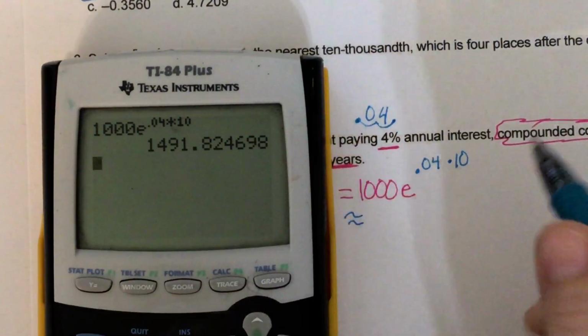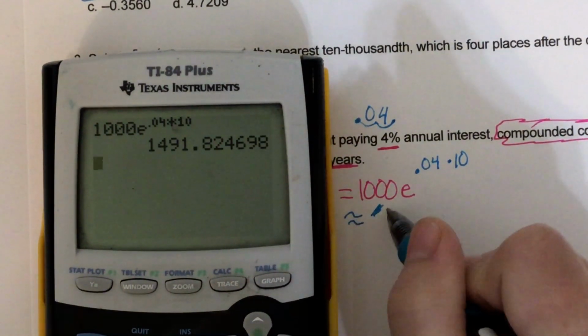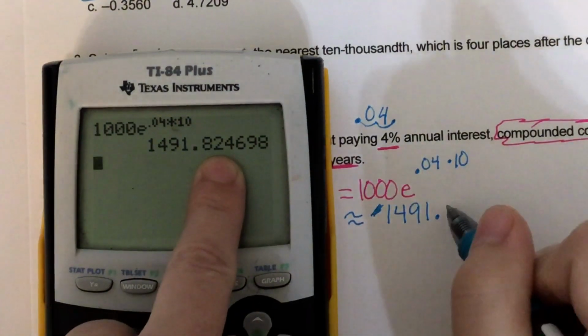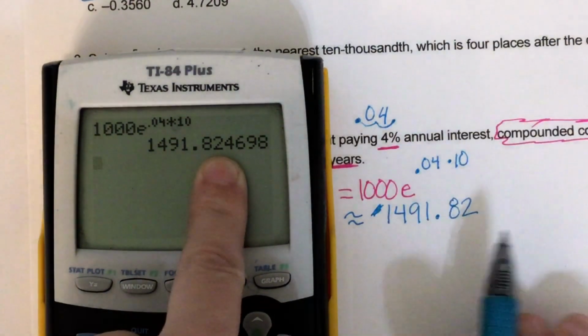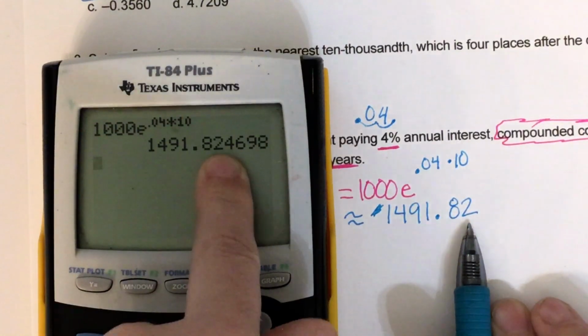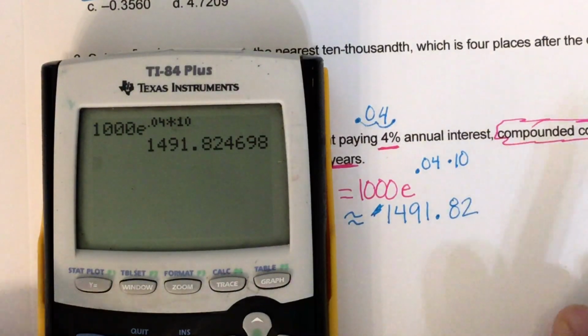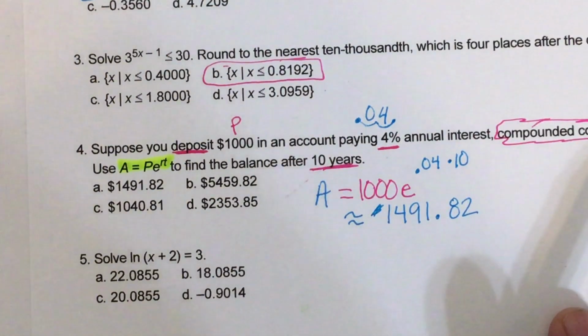So we are going to have approximately $1,491.82. With money, we always round to the hundredths, just like when you pay money at a store or a restaurant. And that is answer choice A.